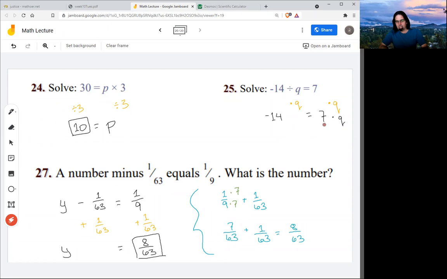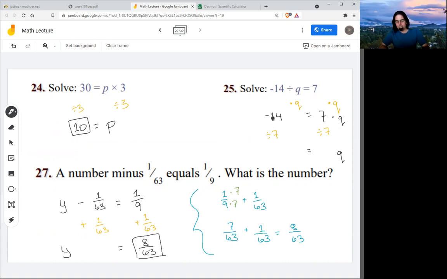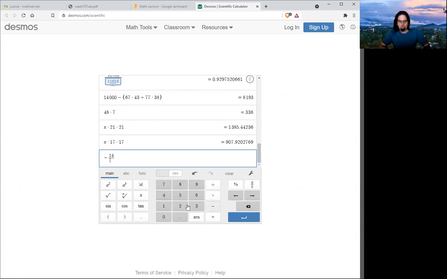So now I can say, how do I get a times 7 off q? Divide by 7. And q is now by itself. Negative 14 divided by 7 is going to be negative 2. And I'm done. If I wasn't sure, I could always check my work. And negative 14 divided by negative 2 is 7.